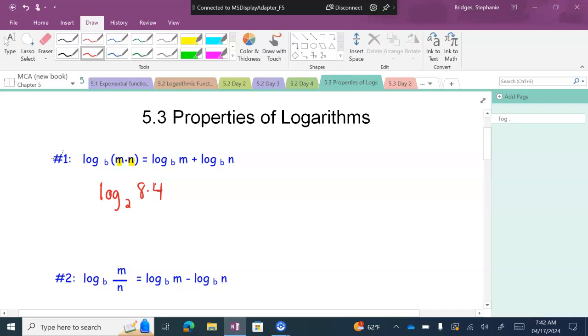What you can do is split this into two separate logarithms by taking the log, keeping the same base, and then taking each part of your product. So the first one would be 8, plus the log base 2 of the second part of your product, which would be 4. So you can split those into multiple, or if they're split into multiple, you can bring them together. If there are two logs being added, you write them as one by multiplying the arguments. So if you have a product, you'll split it into two by adding. If you have two logs being added and you're asked to write it as a single log, then you multiply the two arguments.